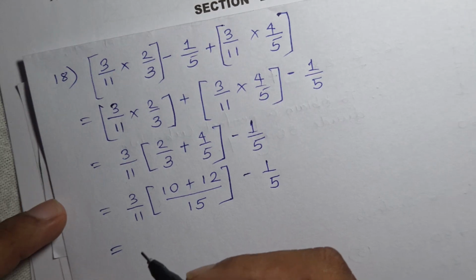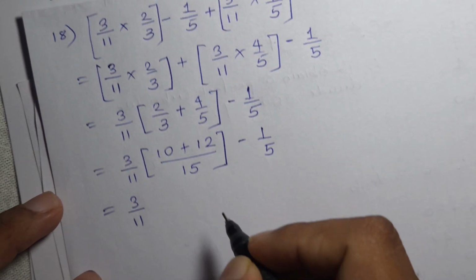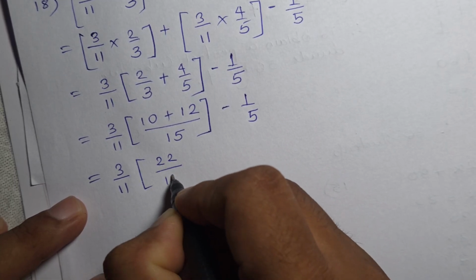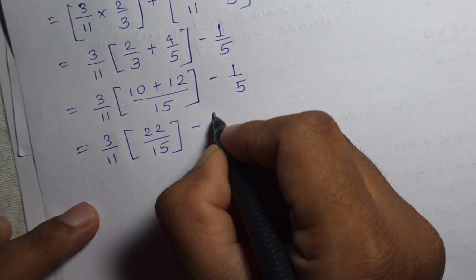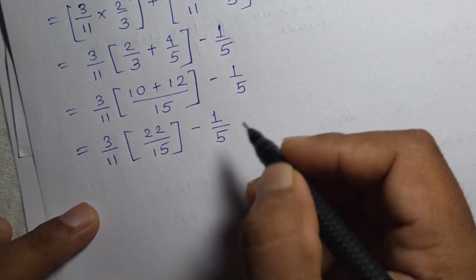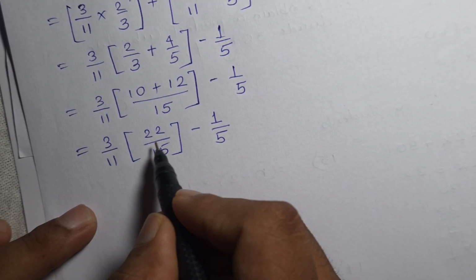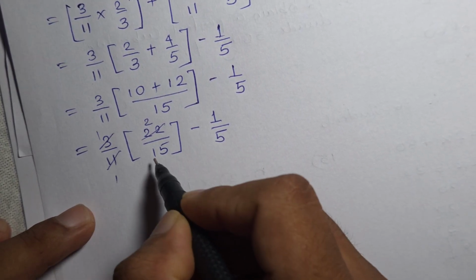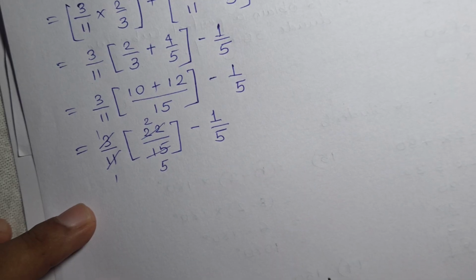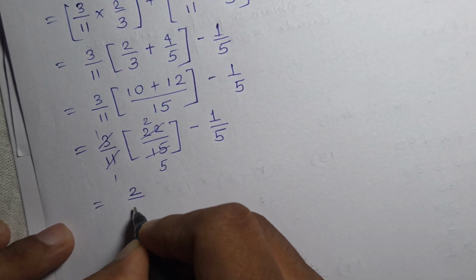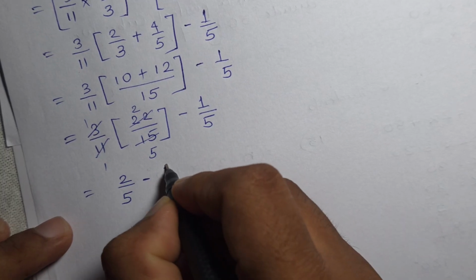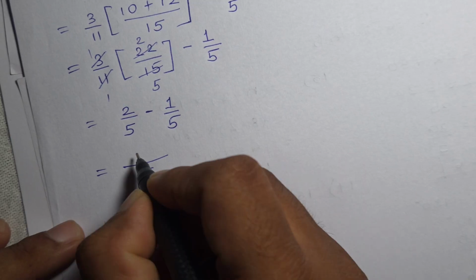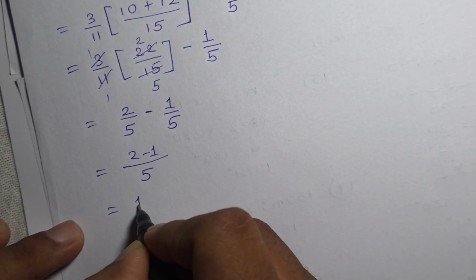Yes. So 3 upon 11 as it is. 10 plus 12 is 22 upon 15 minus 1 upon 5. Now if you see, this bracket means it is multiplied to this term. So 11 ones are 11, 11 twos are 22, 3 ones are 3, 3 fives are 15. So I get 2 upon 5 minus 1 upon 5. The denominator is the same, so 2 minus 1 is 1 upon 5.